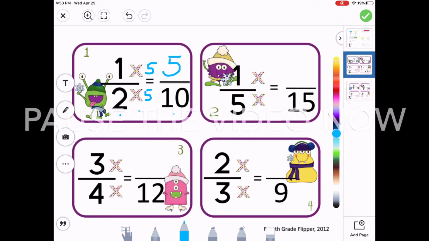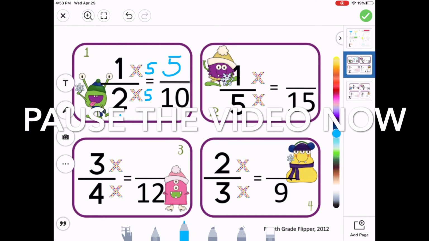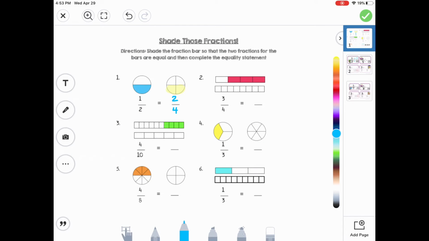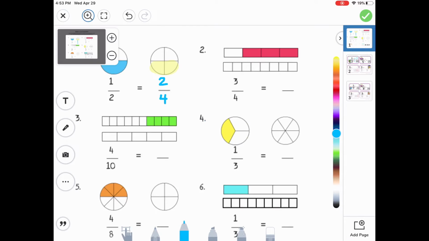So my equivalent fraction to 1/2 would be 5/10. Go ahead, pause the video now, and then you can come back. We'll go over the answers together. All right, let's go over the rest of these answers on page 1.